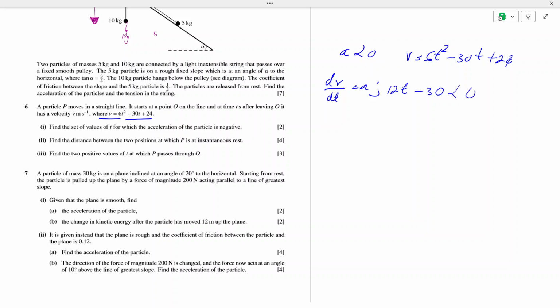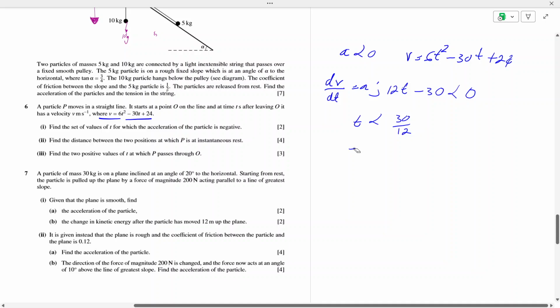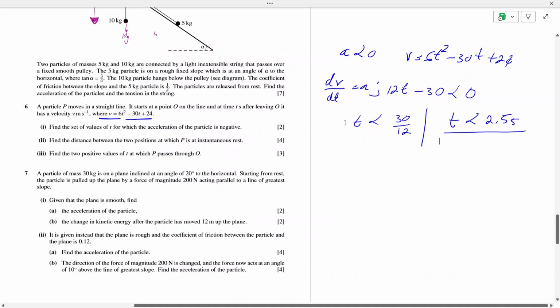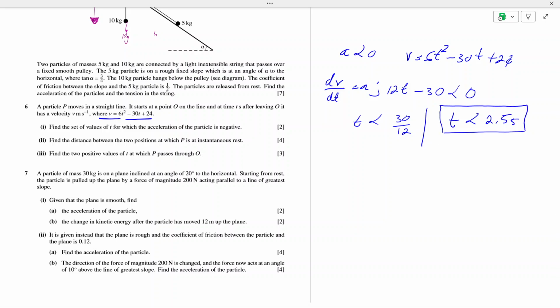And we want that to be less than 0, right? So we solve for t: 30 over 12. That will happen when t is less than 2.5 seconds. So when t is less than 2.5 seconds, the acceleration is going to be negative. And you can verify that by plugging in any value of t that is less than 2.5 seconds into this equation right here, and you will see that it will always be less than 0. All right, this is part one.